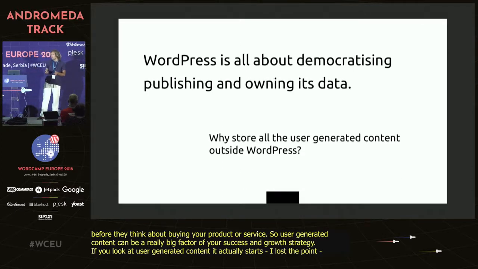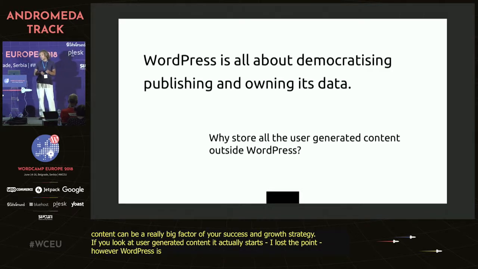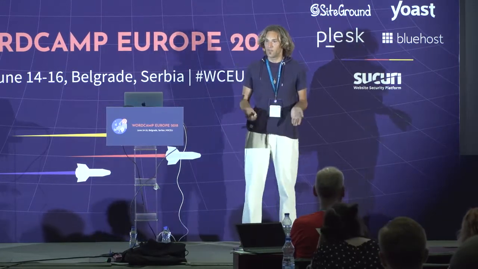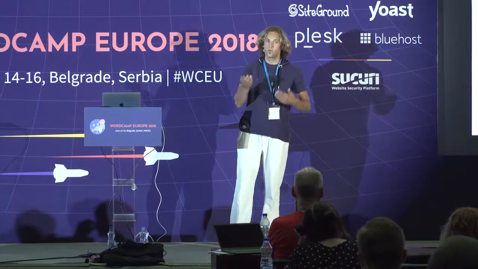WordPress is all about democratic publishing, and my question in this talk is, why is user-generated content often stored outside of WordPress? For example, if you have a newsletter and you use a service for this, you store this data outside of WordPress. If you collect emails or create lists, often this information is stored outside of WordPress, and then this data does not belong to you and to your installation.